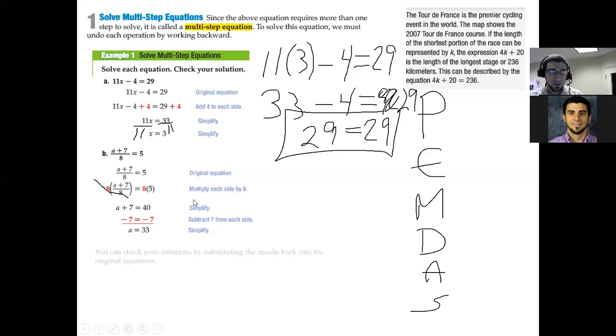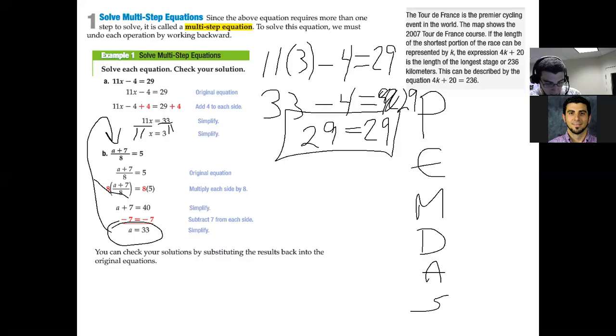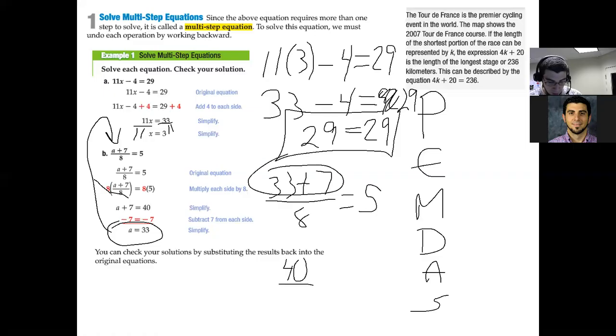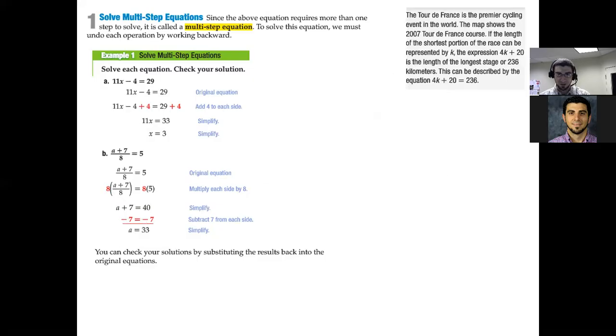Now, if we want to check it, we substitute the results back into the original equation. So if I take a equals 33 and plug it in for a in the original equation, okay, so 33 plus 7, over 8 equals 5. I would do the 33 plus 7 first, which is 40 over 8 equals 5. And 40 divided by 8 is 5, so 5 equals 5. And we're good, okay? The solution, the answer to the problem, is a equals 33. That's the answer. We just did the check to see if our answer was correct.